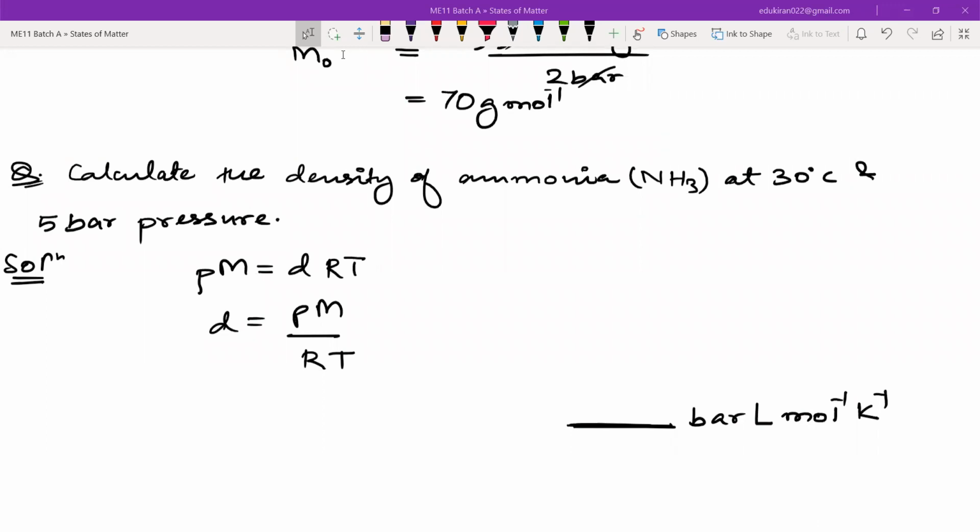Irfan, waiting for you only. Sir, you're waiting for me? Irfan, not Salman, sorry if I said Salman. I'm waiting for Irfan. So the pressure is equal to how much here? The pressure is equal to 5 bar. And the molar mass for ammonia is 17 grams per mole.